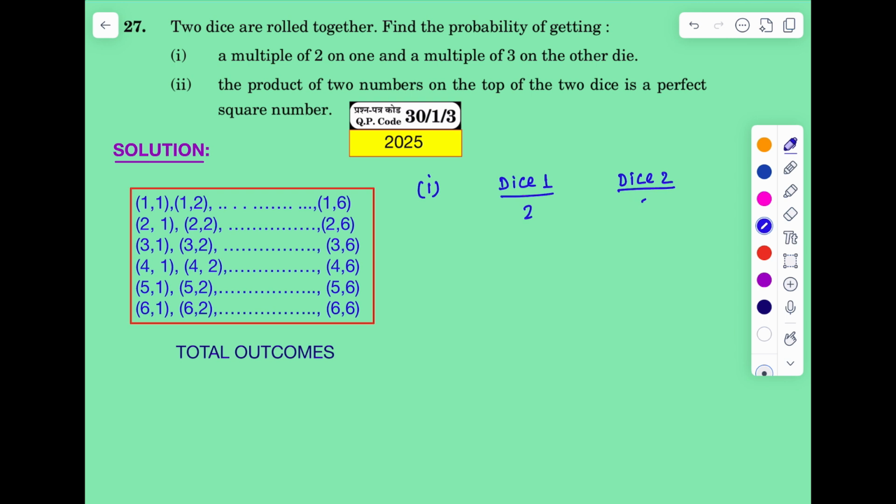Similarly for 4, it will be 4, 3, 4, 6, and 6, 3 and 6, 6.